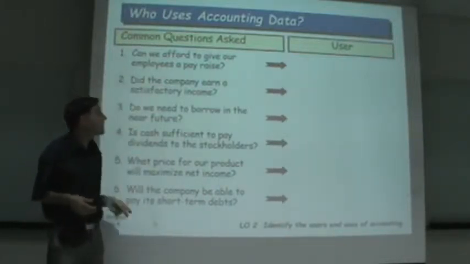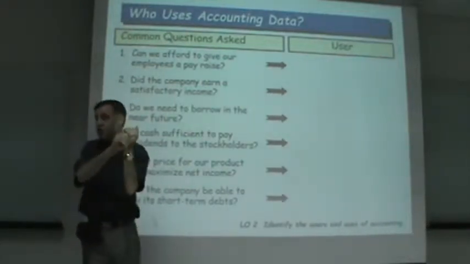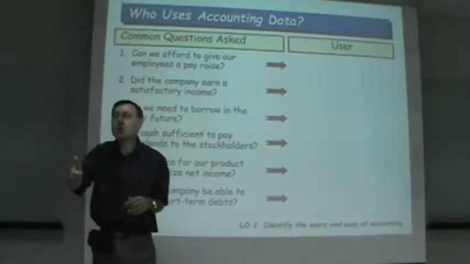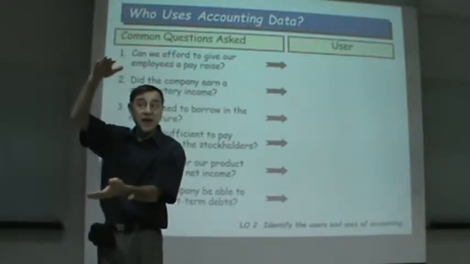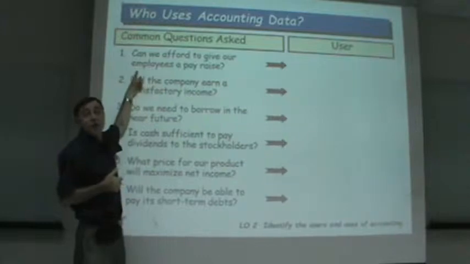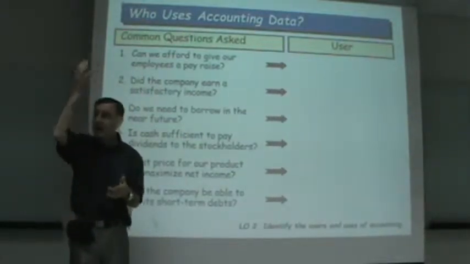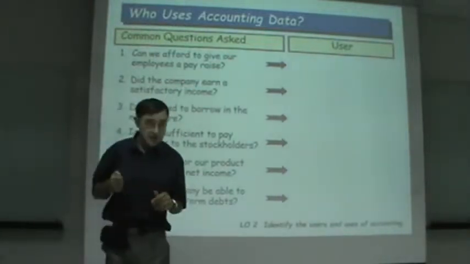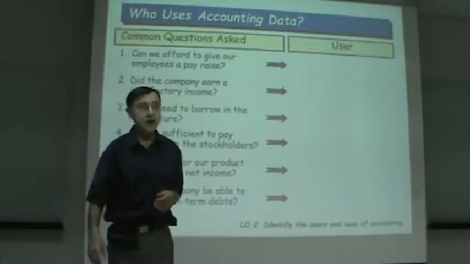So if people are using accounting, they ask questions, and the question is, can we afford to give employees a pay raise? That's a simple question. Management and human resources are asking, can we increase the salary? Make it from 20,000 to 25,000. So that's one simple question. Can we increase salary? Salary or pay is what you pay to workers for 1 month, for 1 week.